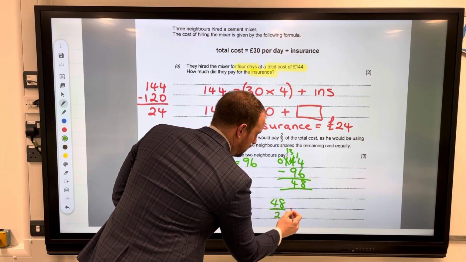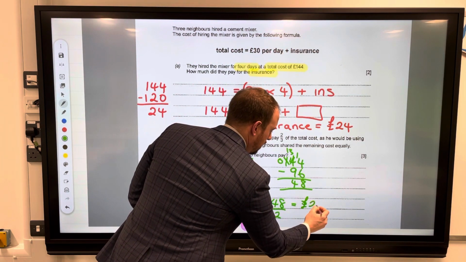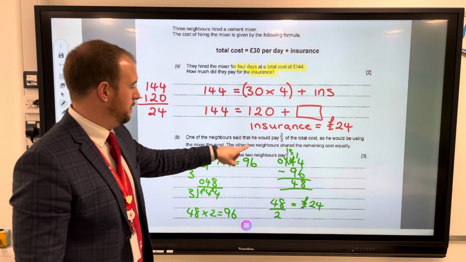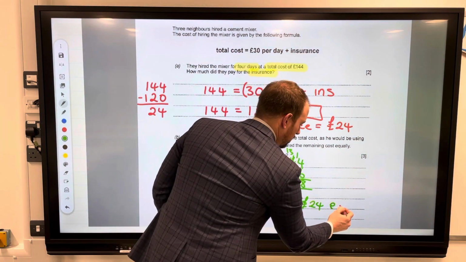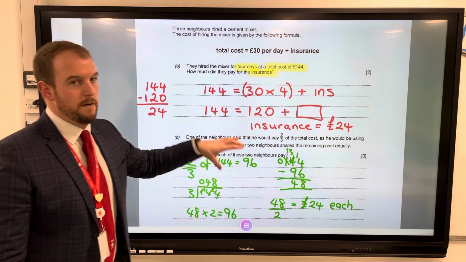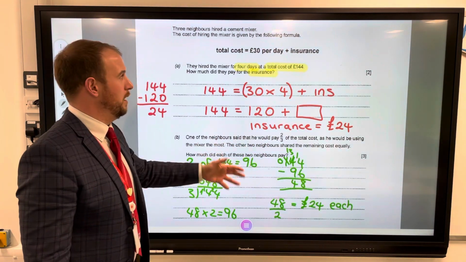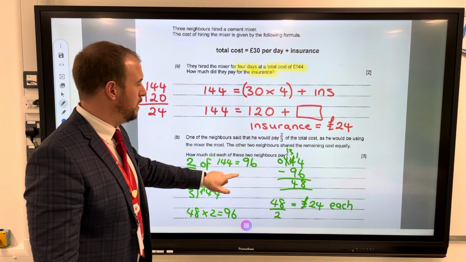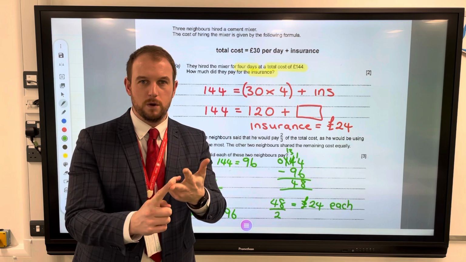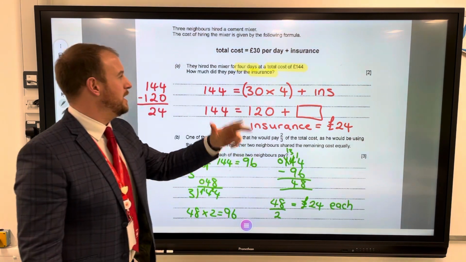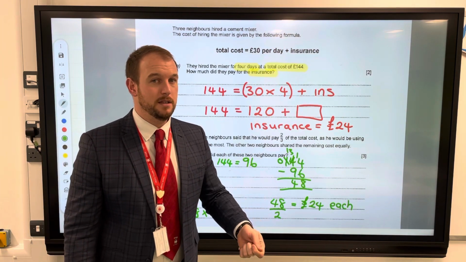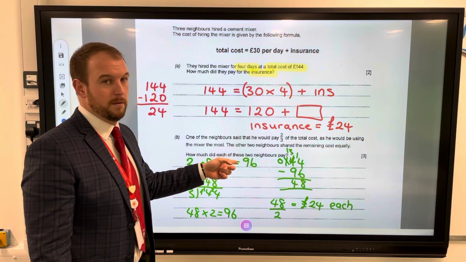48 divided by 2 is £24. So how much did each of the two neighbours pay? They paid £24 each. And you'll find these sort of questions very, very popular, because you might get a fraction of quantity, you might get a percentage question, you may get a ratio question. So it's not necessarily just the substitution element. You have to be quite efficient with your number skills in order to access all of the marks on these questions.